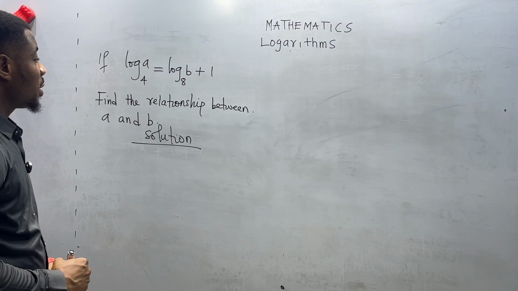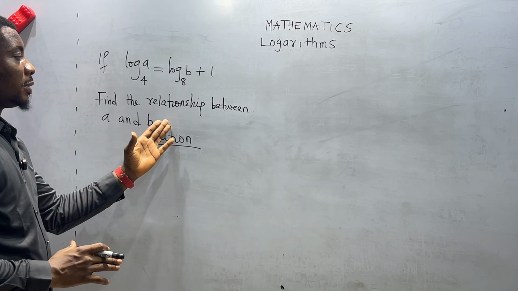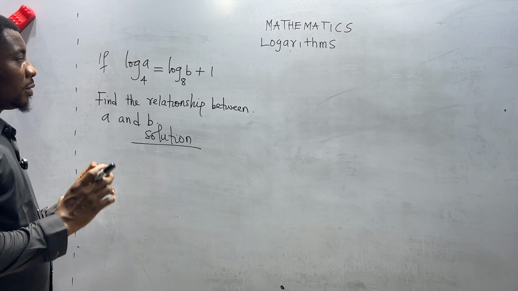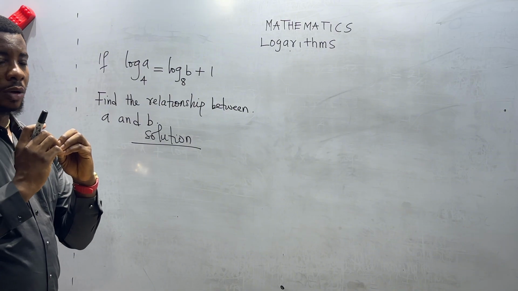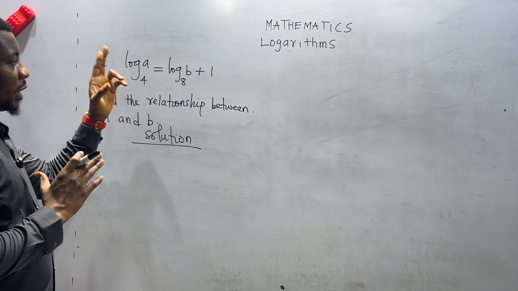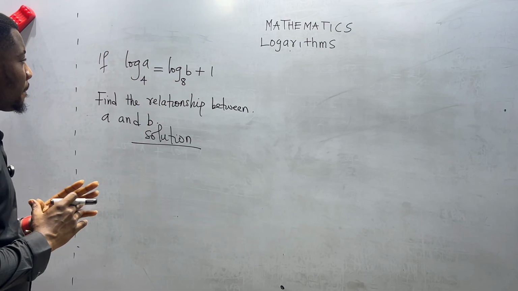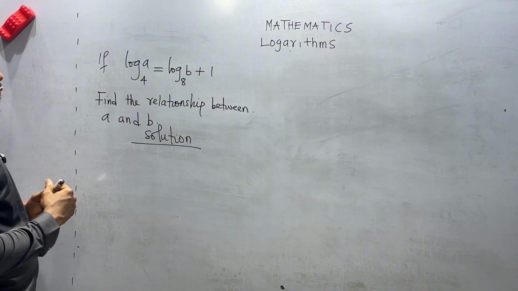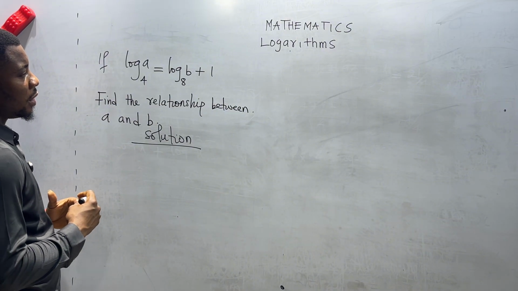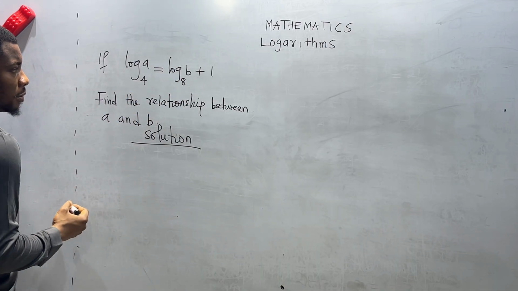This question simply tells us that we should find the relationship between a and b. What it simply tells us is that using the laws of logarithm, we are going to look for an equation that will connect a and b. Now it's a very simple question also. The first thing we're going to do here is let's see how we can make the bases the same.